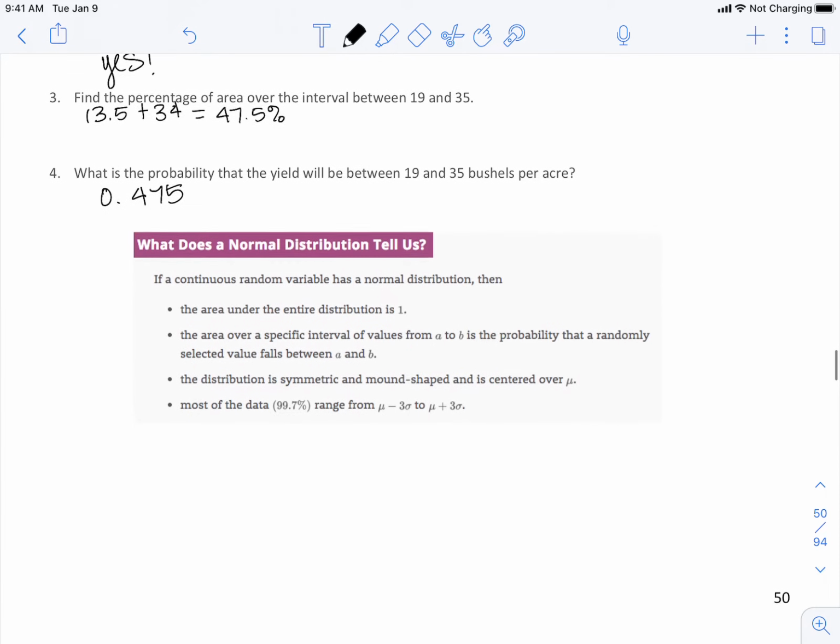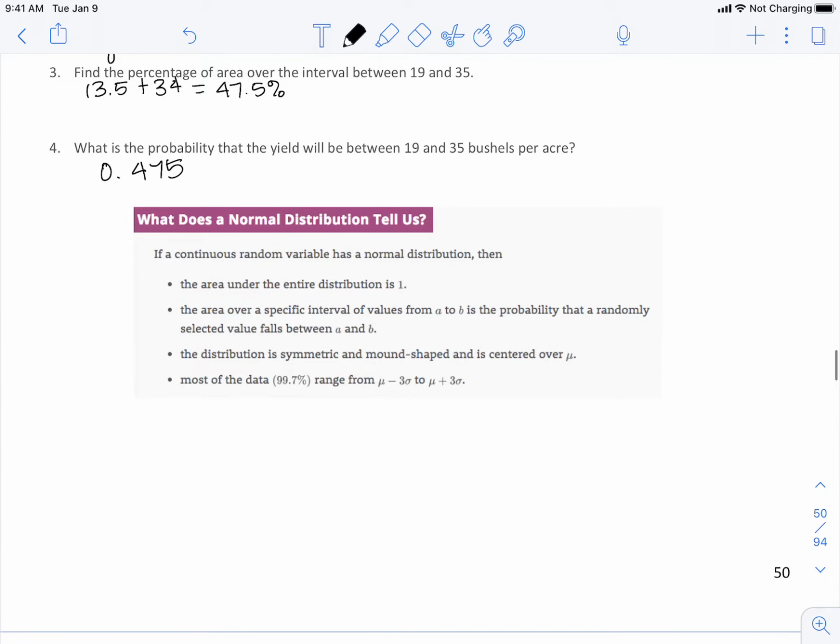All right, what does a normal distribution tell us? If a continuous random variable has a normal distribution, then the area under the entire distribution is 1. The area over a specified interval of values from A to B is the probability that a randomly selected variable falls between A and B. The distribution is symmetric and mound shaped and is centered over mu. Most of the data, 99.7%, range from mu minus 3 times sigma to mu plus 3 times sigma.